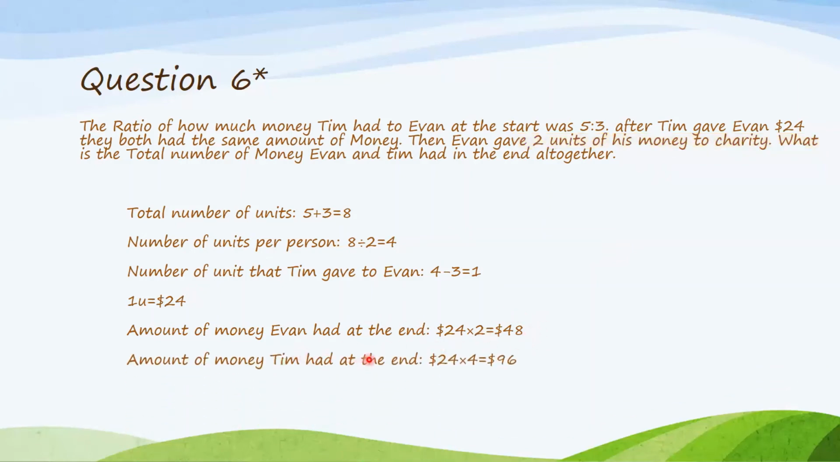The amount of money Tim had in the end was $24 times 4, which is $96, because Tim didn't give any more money away. The total amount in the end is just adding the two values, Tim and Evan, which is $96 plus $48, which is $144. That's the answer.